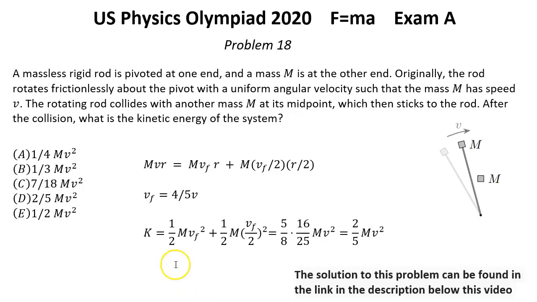That will be kinetic energy for the first mass, which is 1/2 m v final squared, plus kinetic energy for another mass, which is 1/2 m (v final over 2) squared. And finally that's equal to 2/5 m v squared, which is answer D, and that was the solution for problem number 18.